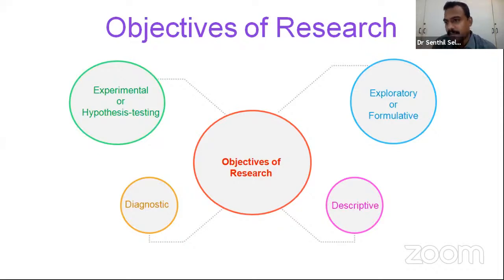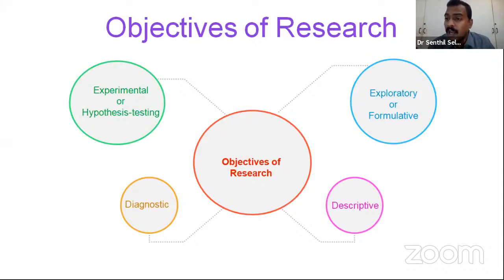Next one is descriptive. Descriptive, it is a portraying of a character of a person or a group or a new ideology. If you are going to identify the characteristic of a person or a characteristic of a group, then it is called as descriptive. Next one is diagnostic. It is more clinical in nature. It is useful if you are going to determine the frequency with which one variable is occurring with another variable, then it is diagnostic.